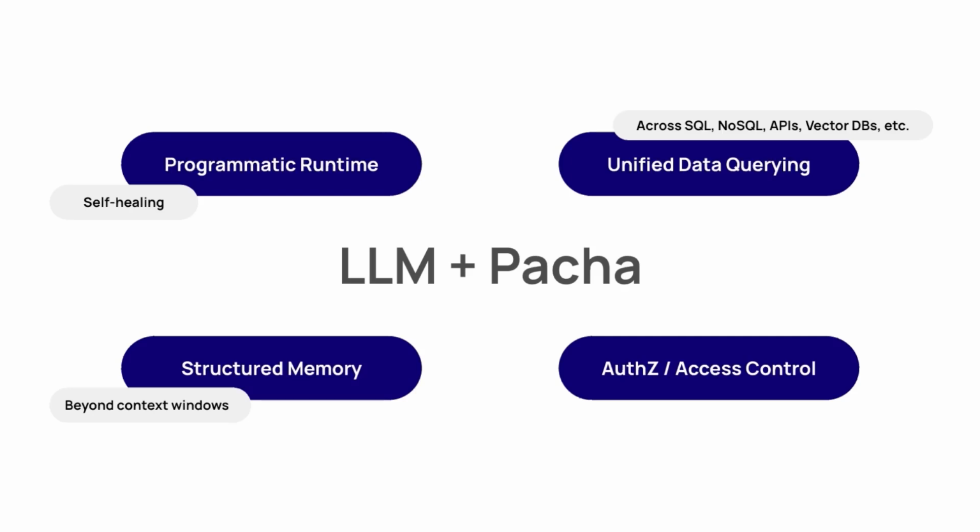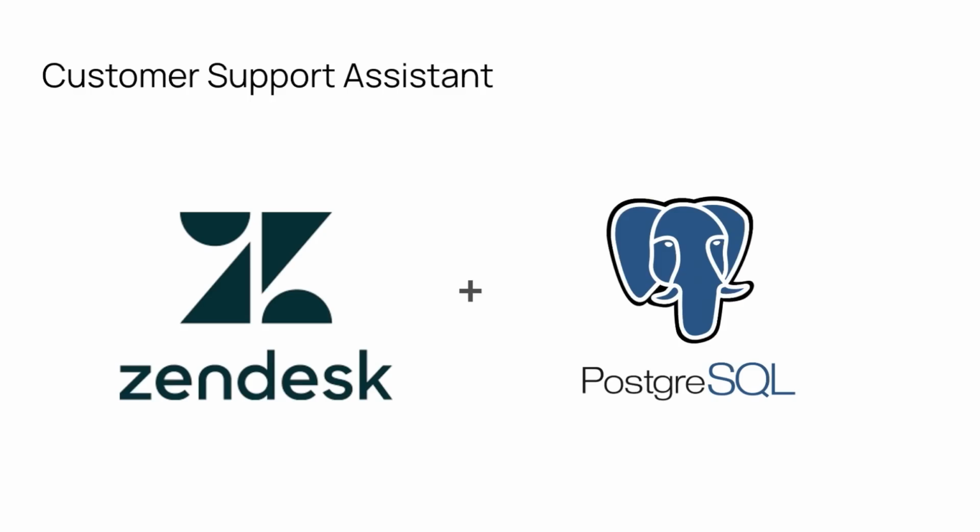Let me show you Pacha in action in an assistant we built for our customer support team. This assistant is connected to Zendesk, which has all the customer support tickets, and a Postgres database, which has the product usage and billing data of our customers. So imagine if our customer support team wants to see who our top customers are, if any of them have created any support tickets, get a summary of those tickets, and maybe issue a refund.